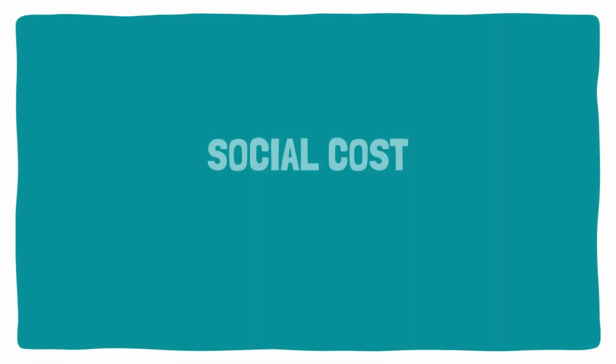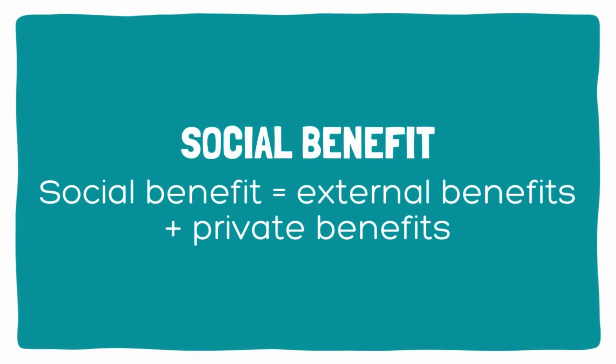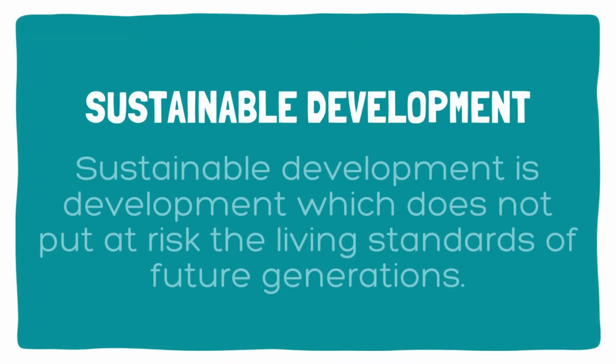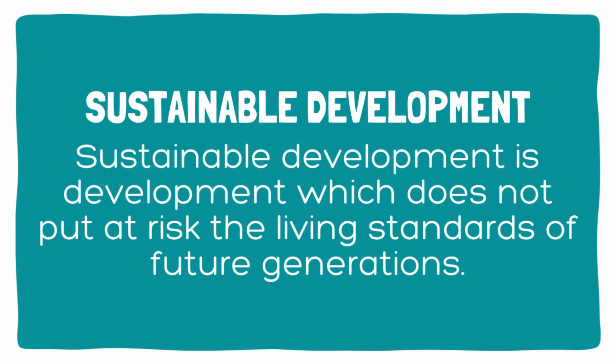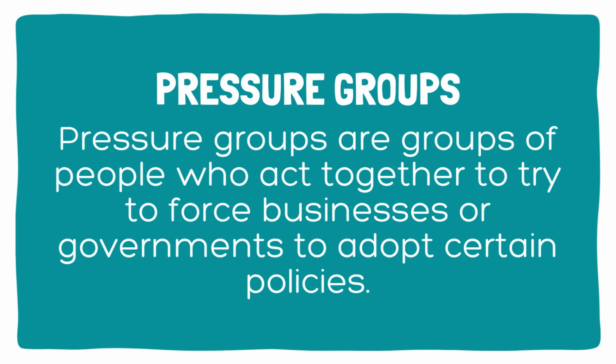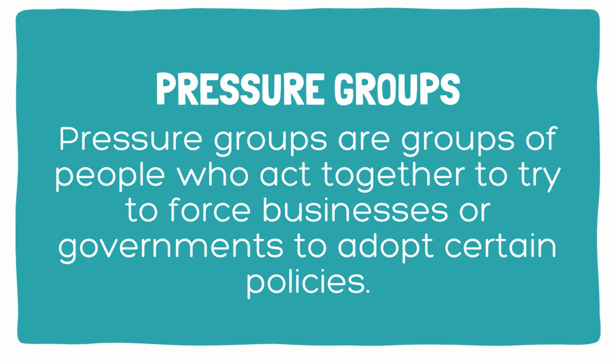activity. Social cost equals external costs plus private costs. Social benefit equals external benefits plus private benefits. Sustainable development is development which does not put at risk the living standards of future generations. Pressure groups are groups of people who act together to try to force businesses or governments to adopt certain policies.